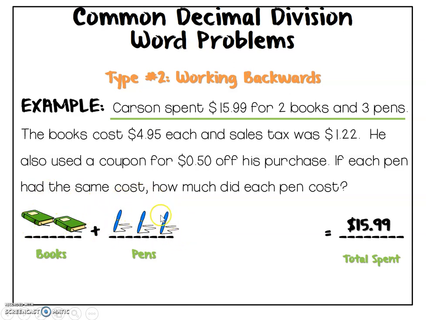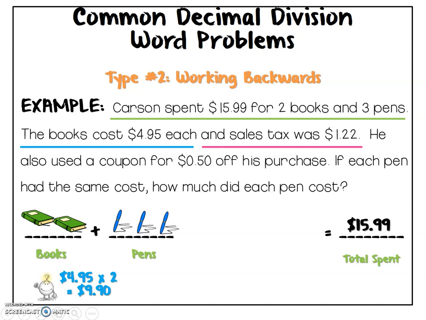At this point, I don't know how much any of that is worth, so I'm just putting the pictures in to hold the place. Now the next sentence says, the books cost $4.95 each. So that tells me since I have 2 books, that I can multiply $4.95 times 2, which gives me a total of $9.90. So I could replace these 2 books with the money amount, $9.90. That sentence also tells me that sales tax was $1.22. I know when I go shopping that sales tax gets added on. So I'm also going to add $1.22 in my equation.